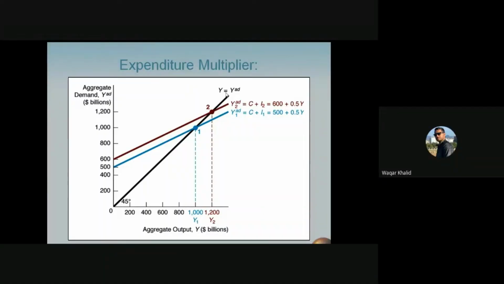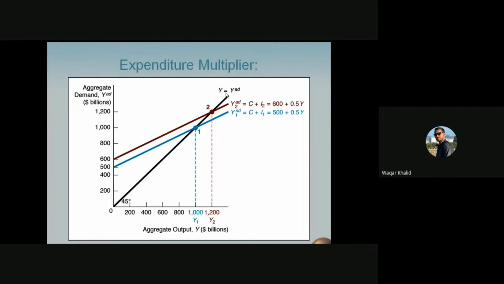How does a change in planned investment spending lead to an even larger change in aggregate output? This is the most important question: we are changing investment expenditures by $1, but we are getting more change in aggregate output. It means that the change in aggregate output is more than one. So why does a change in planned investment spending lead to an even larger change in aggregate output? So that the expenditure multiplier is greater than 1.